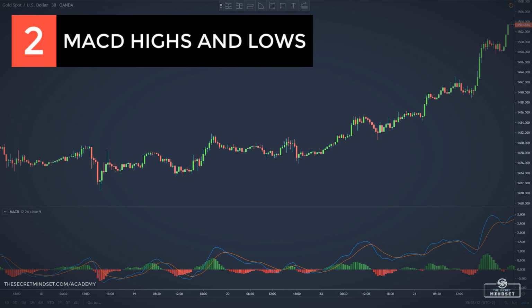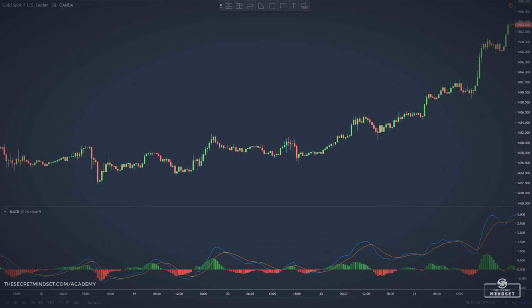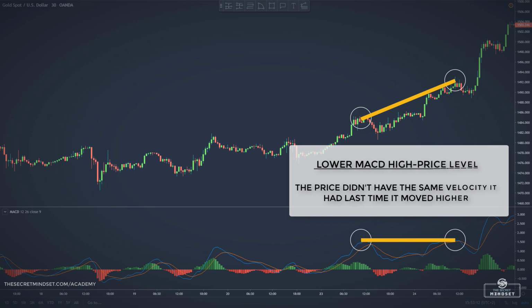Second, problems with divergence between MACD highs or lows. Traders also compare prior highs on the MACD with current highs or prior lows with current lows. For example, if the price moves above a prior high, traders will watch for the MACD to move above its prior high. If it doesn't, that's a divergence or a traditional warning sign of a reversal. The signal is also related to the problem discussed before. A lower MACD high shows the price didn't have the same velocity it had last time it moved higher.